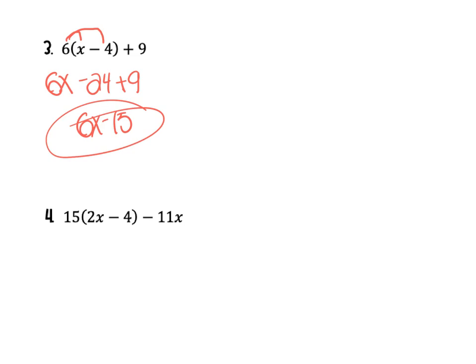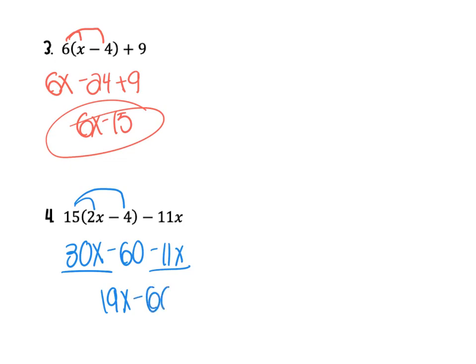The last one here, I'm going to distribute the 15 to the 2x and to the 4. 15 times 2x is 30x. 15 times negative 4 is a negative 60. Then I have minus 11x. I can combine the 30 and the 11, and I get 19x minus 60. So hopefully distributive property isn't too hard. Basically what you're doing is when you have a number times a quantity, you multiply everything inside those parentheses, the sum or difference, by the number on the outside, and then make sure it's simplified as much as possible.